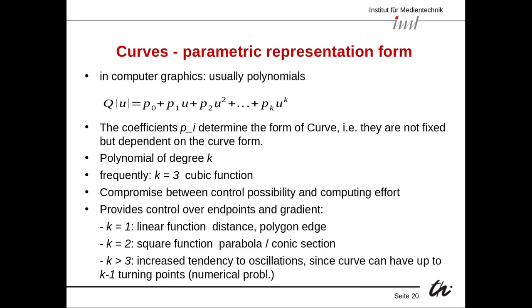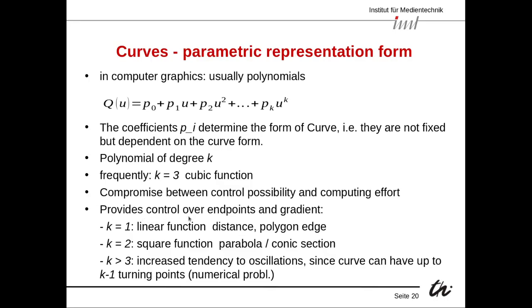Actually, we want to do it simpler. We don't want to apply Taylor, as we will see. We can actually do it even more simply for the case of computer graphics. The p_i determine the form of the curve, the shape. They depend on the shape of the curve. Yeah, so we have the degree k, but in computer graphics, it's usually k equals 3, a cubic function. So that's quite simple. We just go up to the third power. And this gives us a compromise between the control possibility and the computing effort for the computer.